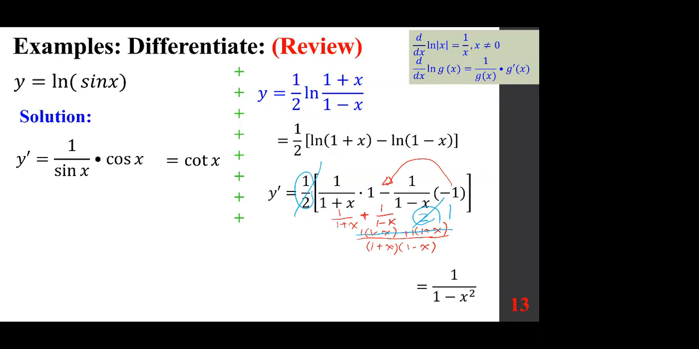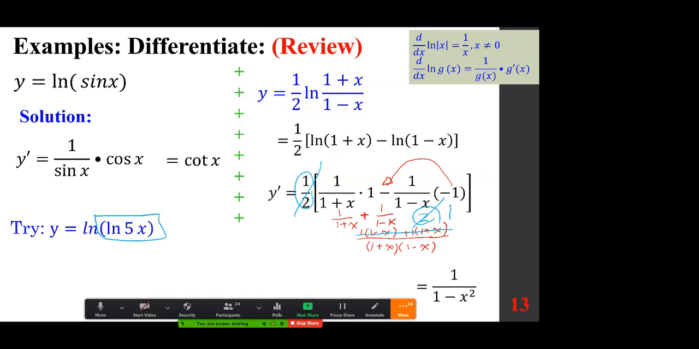Here's the last one. Literally change this to g of x, class, because it's ln of ln 5x. So you need 1 over g of x times g prime. So you need 1 over ln 5x, times the derivative of ln 5x.